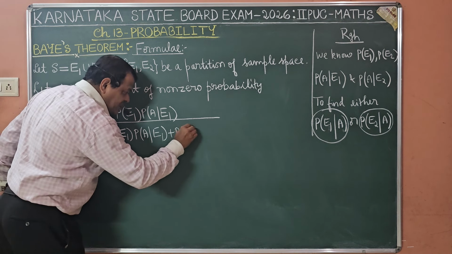Not only that, I would like to give another one. P of E2 given A could be written thus. The denominator does not change. Please remember, the denominator is the same even for this. P of E2 given A equals, in the denominator, P of E1 into P of A given E1 plus P of E2 into P of A given E2. Denominator same, but the numerator you should change. Which reverse probability do we need? We need probability of E2 given A. Therefore, the numerator is P of E2 into P of A given E2.